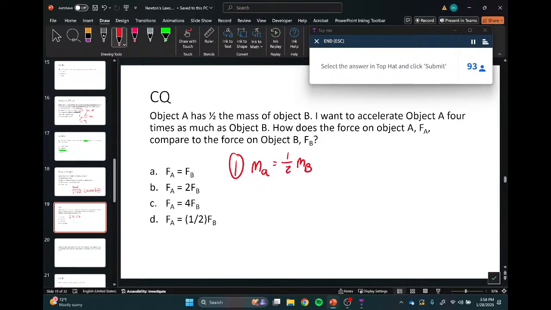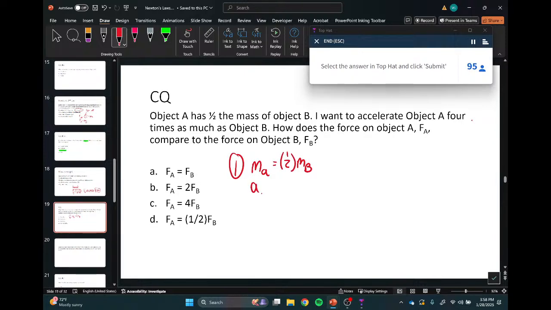One of the things sometimes people can accidentally do is they can accidentally put this. This would say that the mass of A is 2 times as big. Make up numbers. If the mass of B is 2, 2 times 2 is 4. That's the wrong direction. So you can always make up numbers to check your work. It's half. So we check a half here.